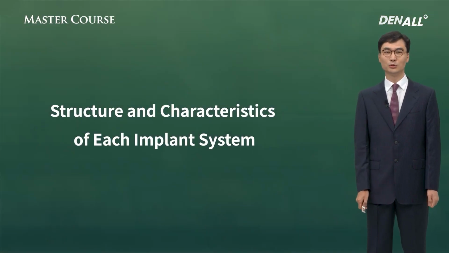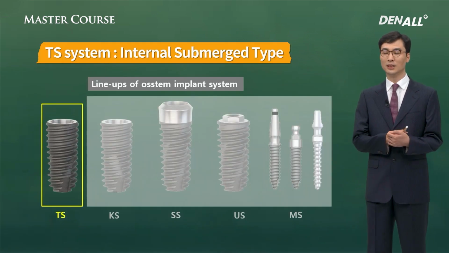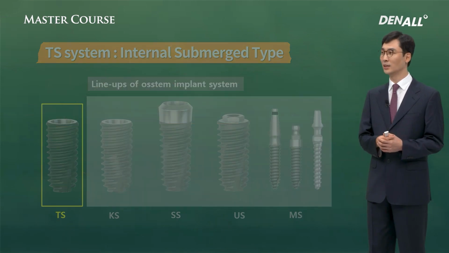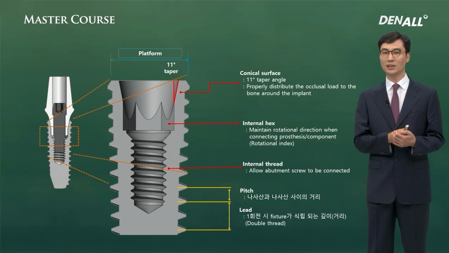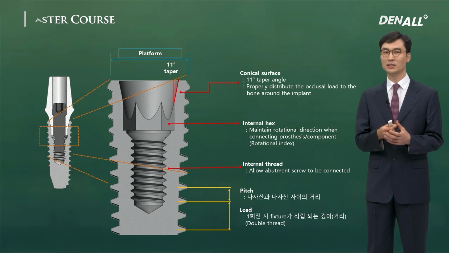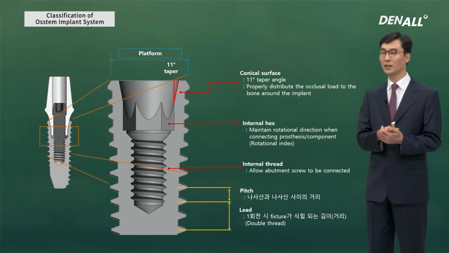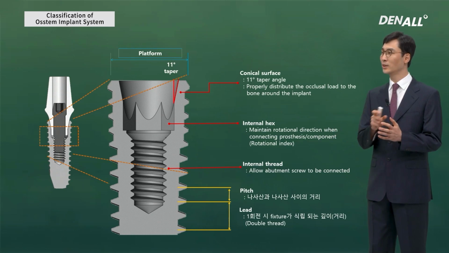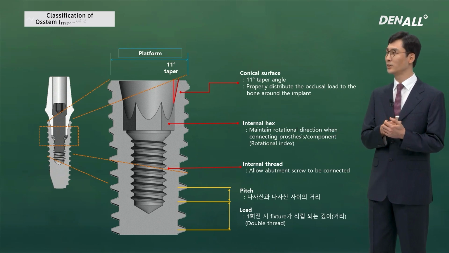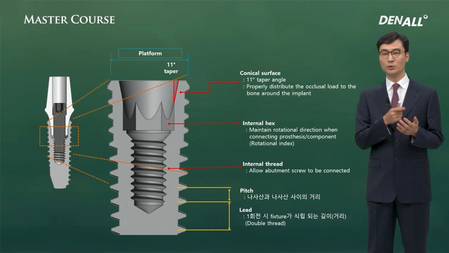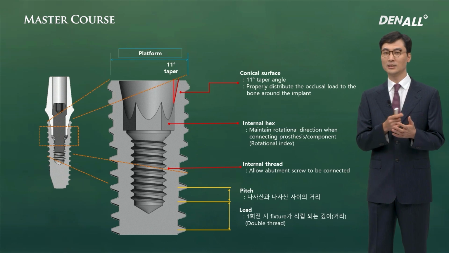Next, structure and characteristics of each implant system. First, TS implant, the most widely used Osstem implant, the internal submerged type. TS implant has this kind of structure, 11 degrees of conical internal surface. And for rotational index, it has internal hex.